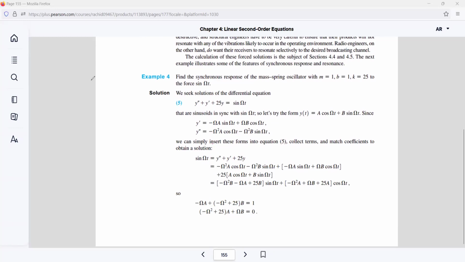example where we find the synchronous response of the mass spring oscillator with M equal 1, B equal 1, K equal 25 to the force. You see now the external force is not zero, but it causes the system, it's almost like it wants the system to go as, think about it as this sine function with omega t. So that's what we are going to be interested in, is how the system is going to behave because of these external forces. So here is a nice introduction to it through this example.